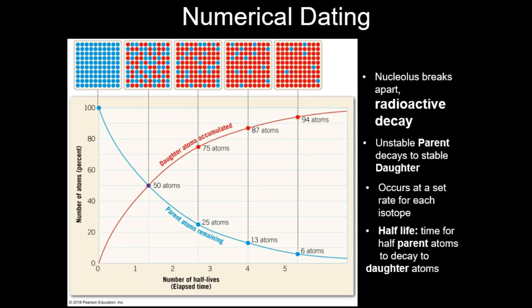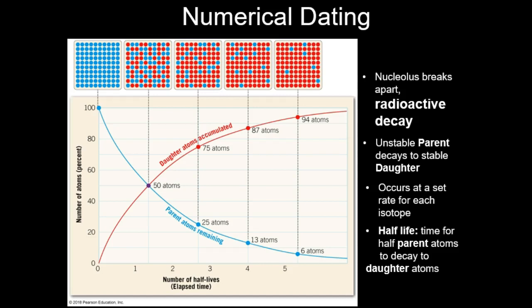And this doesn't happen with uranium, but it happens with another radioactive isotope, which is potassium-40. Potassium-40 will decay by electron capture to argon-40. And with time, argon-40, which is the daughter isotope, will increase and increase, while the potassium-40 will decrease and decrease within that potassium feldspar sample.